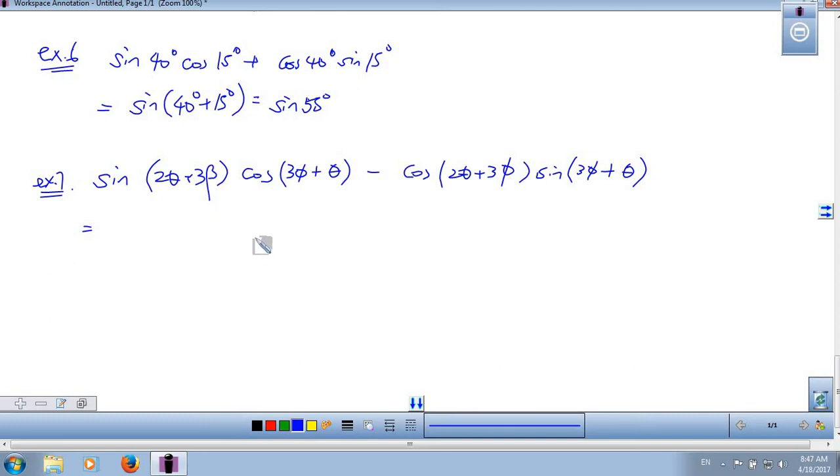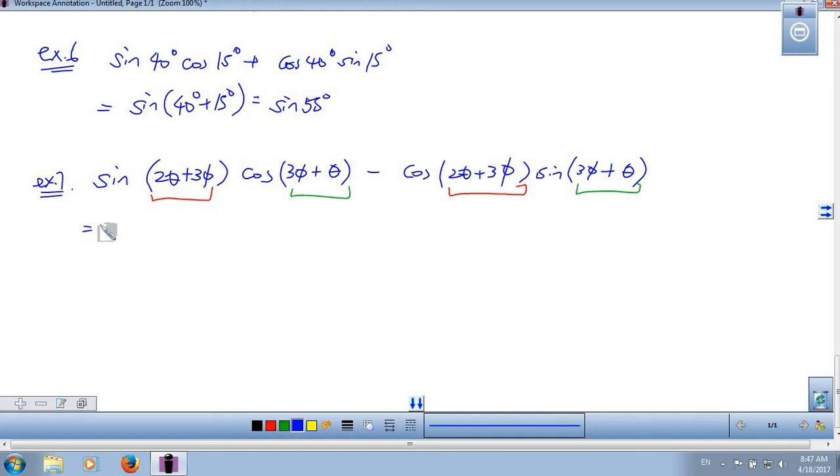Oh no, it's not beta. I'm sorry, it's theta. I'm getting my Greek letters confused. I'm sorry, 2 theta plus 3 phi. Okay, 3 phi. There we go. All right, so as you can see, this is our first angle, right? And this is our second angle, and this is our second angle.